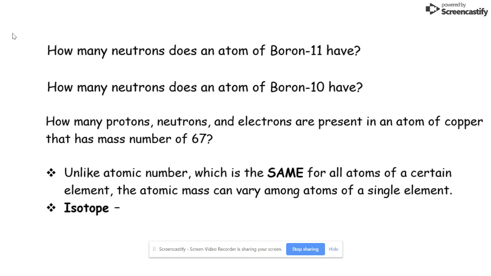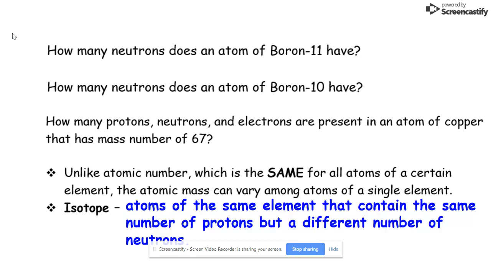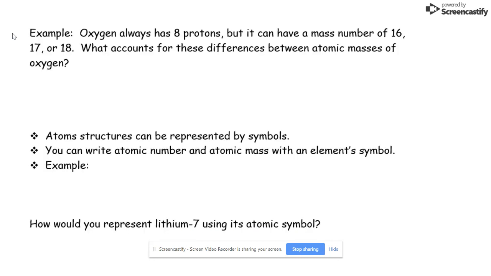And this led to another idea about atoms of the same kind that have different masses. For example, you guys have heard of a couple, like carbon-12 versus carbon-14. And hopefully you remember from biology, carbon-14 is used in carbon dating because it's radioactive. These are what we call isotopes. Remember, isotopes are atoms of the same element, meaning they have the same number of protons, but they have different masses, which means they have different numbers of neutrons. And this is pretty much where we left off.